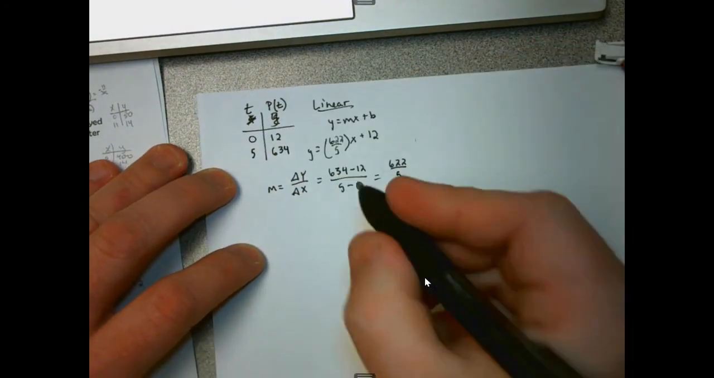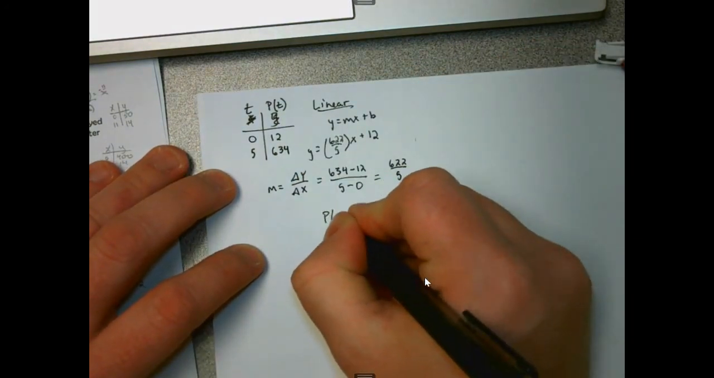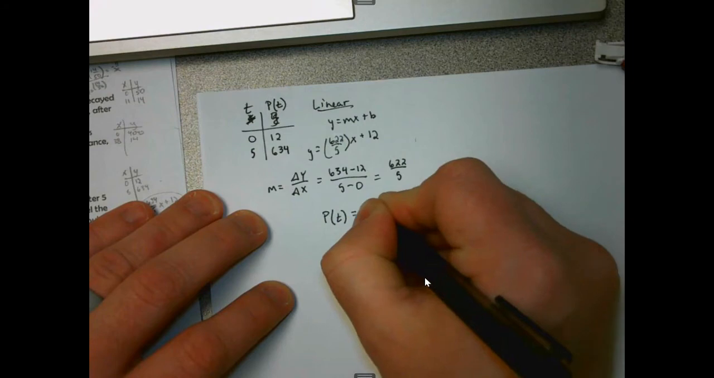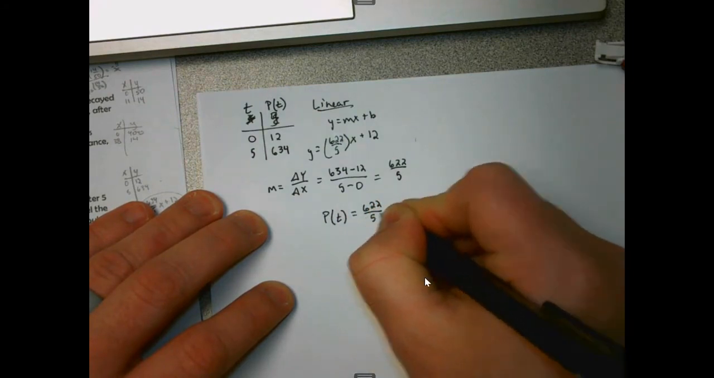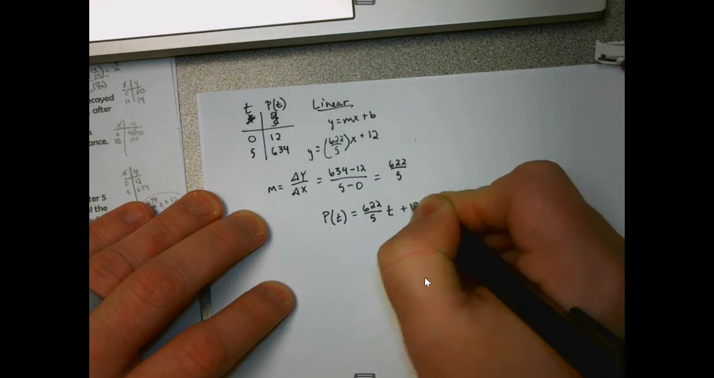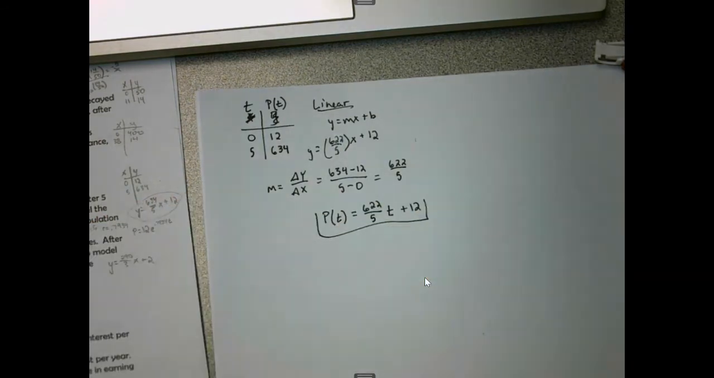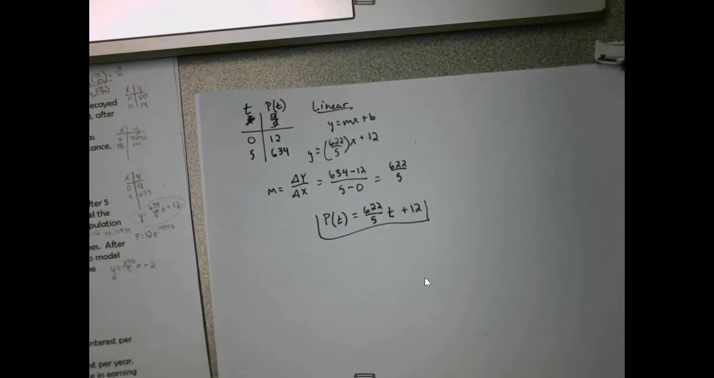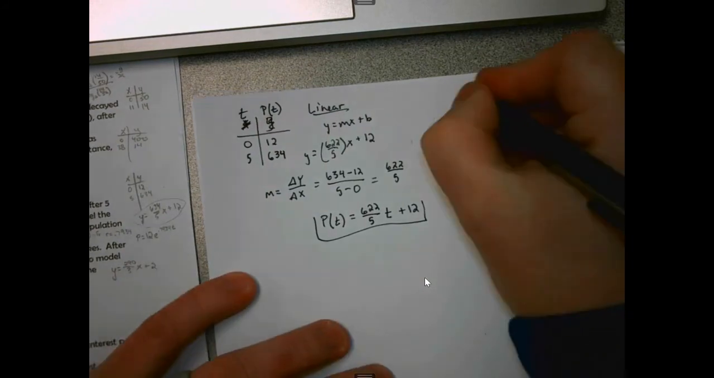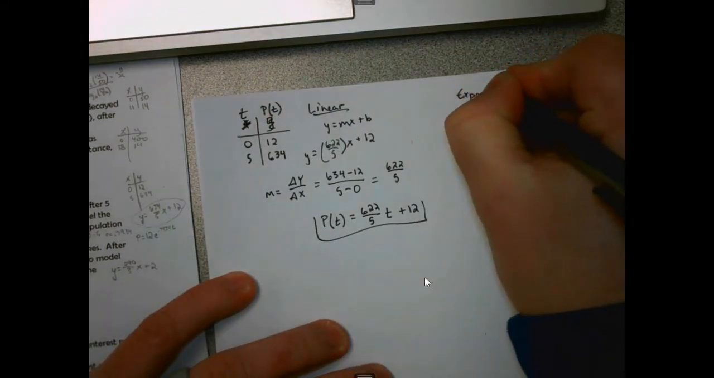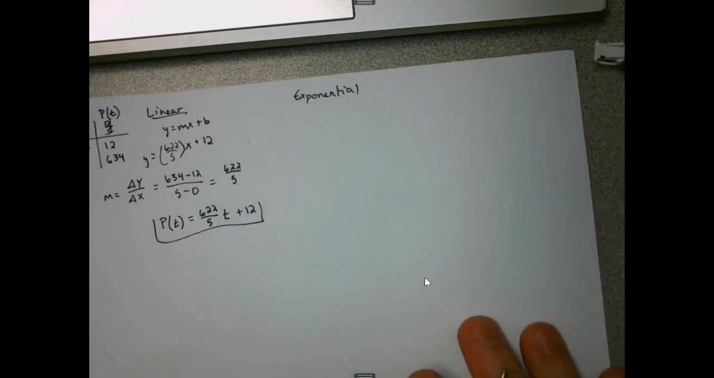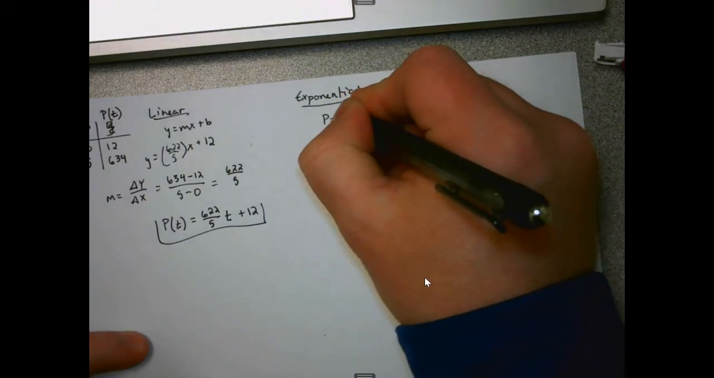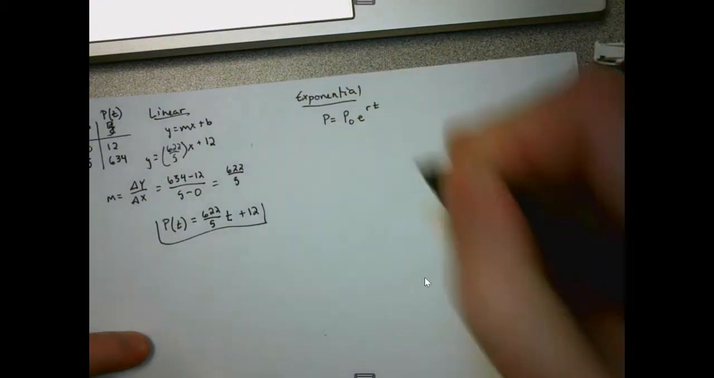And to get it in the right form, we'd say P of t is what it wants. 622 over 5 times t plus 12. This is a linear model for those data points. For an exponential model, we're going to use the function P equals P naught e to the rt.